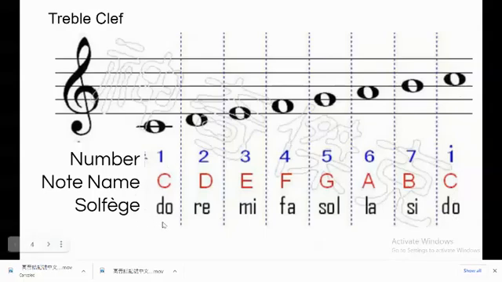Okay. And then the other name we have for notes comes down here. We call this do, re, mi, fa, sol, la, si, do. Right. And this we call the solfege. Solfege. And so this is actually an Italian name, and I'll talk about it a little bit later about where the name came from and why we call the notes this way.